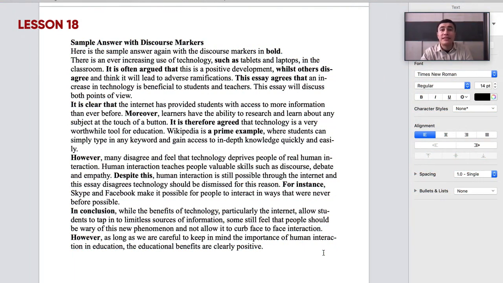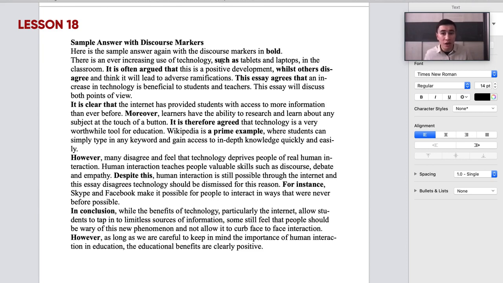Let's consider this sample answer with discourse markers, guys. Okay, in this sample answer, the discourse markers are highlighted in bold. Okay, there is an ever-increasing use of technology such as tablets and laptops in the classroom. So, such as, so in other words, these discourse markers are linkers, connectors, and at the same time they can be used as signal words. So by using such as, you are warning the examiner that now you're going to mention some samples or examples.